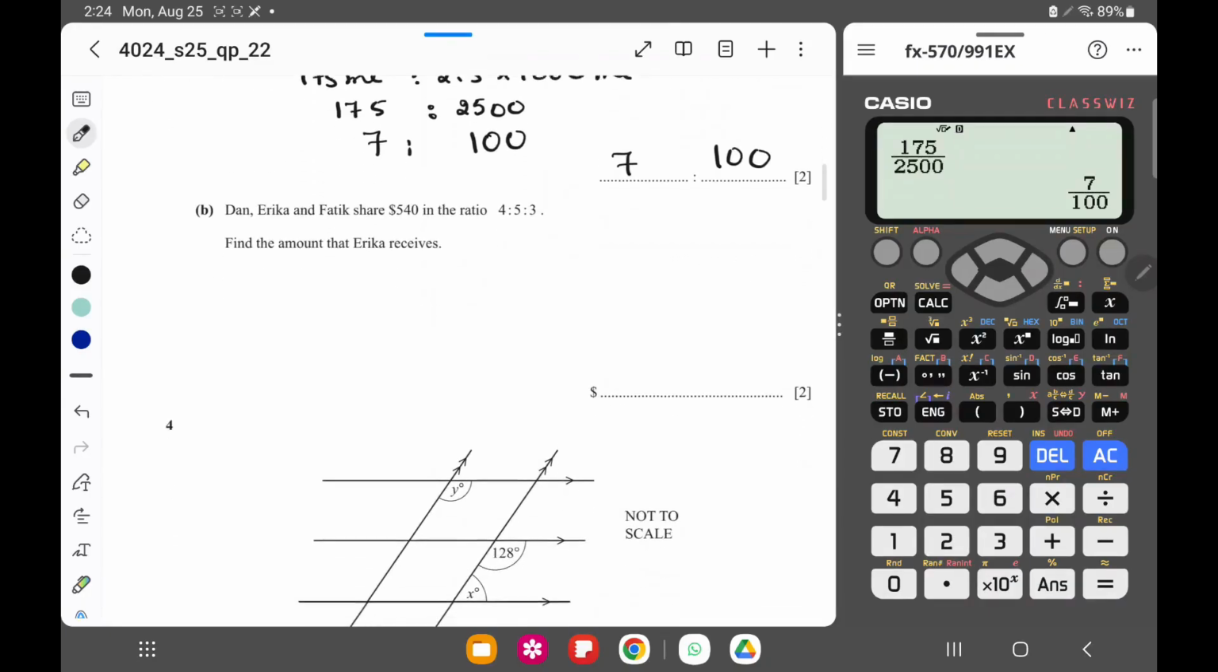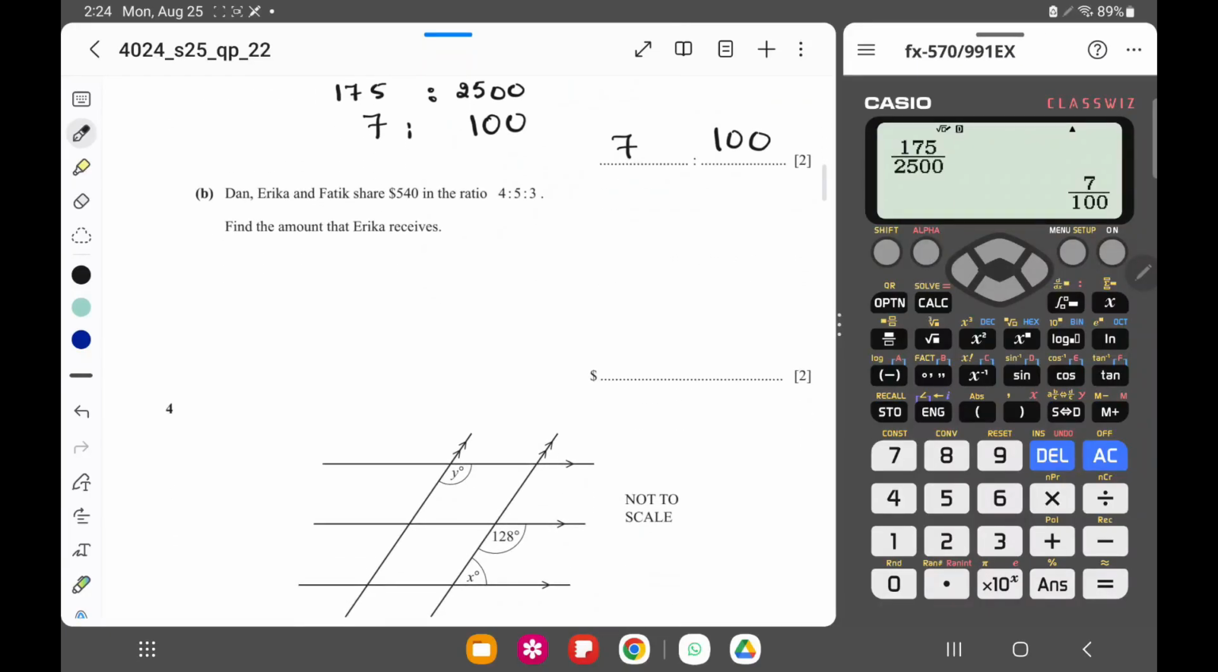Part B of the same question. Den, Erika and Fatik share $540 in the ratio 4:5:3. Find the amount Erica receives. So Erica's share is the second one, the fifth share, because this is for Den, this is for Erica, and this is for Fatik. Okay, so we'll take the sum of the ratios.